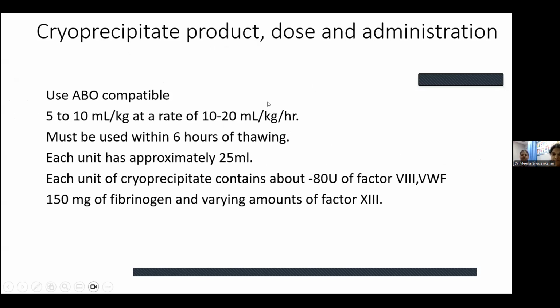Next, we see cryoprecipitate product dose and administration. Use an ABO compatible product, 5 to 10 ml per kg, at a rate of 10 to 20 ml per kg per hour. It must be used within 6 hours of thawing. Each unit has approximately 25 ml. Each unit of cryoprecipitate contains about 80 units of factor 8 and Von Willebrand factor, 150 mg of fibrinogen, and varying amounts of factor 13.